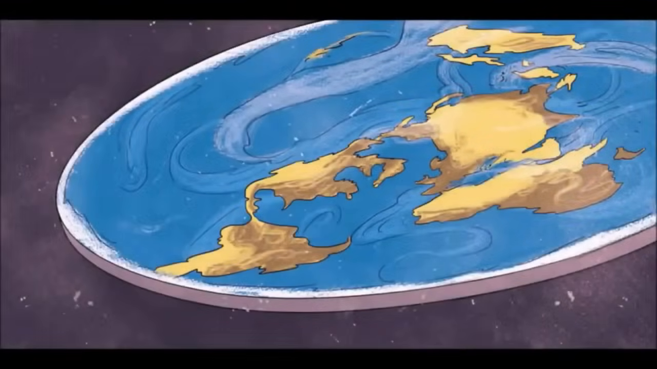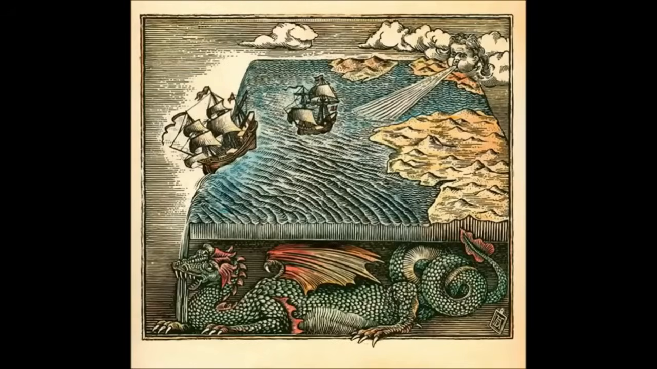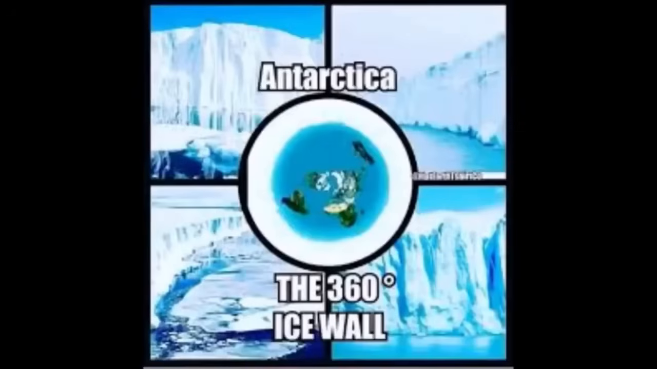Where is the edge? Who's to say there is an edge? Most people's first reaction to flat Earth is that there must be an edge, but is that because of how it is presented to us? On the current flat Earth model, there is no edge, but rather a 360-degree wall of ice surrounding Earth holding the oceans in.